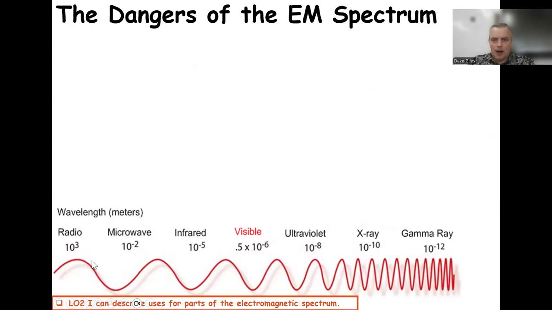This is the order of the electromagnetic spectrum, so you need to know the order. You need to know it's radio waves, microwaves, infrared radiation, visible light, ultraviolet, X-rays, then gamma rays.